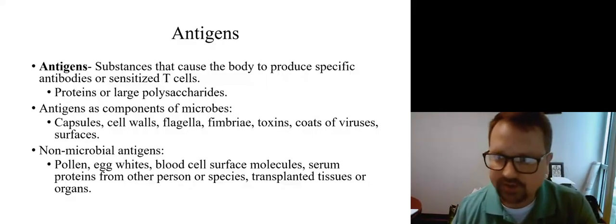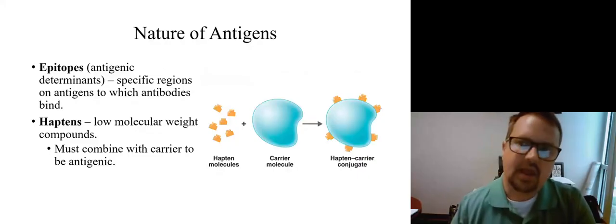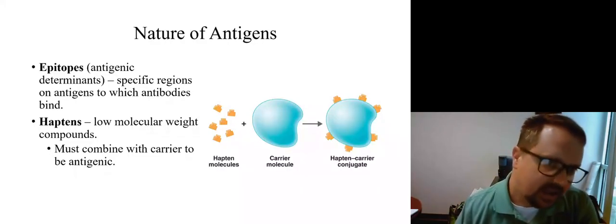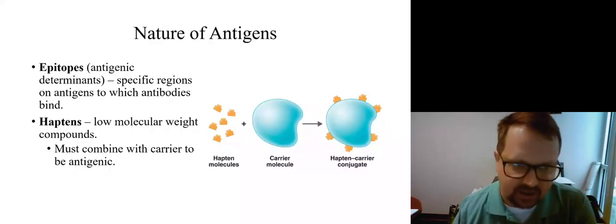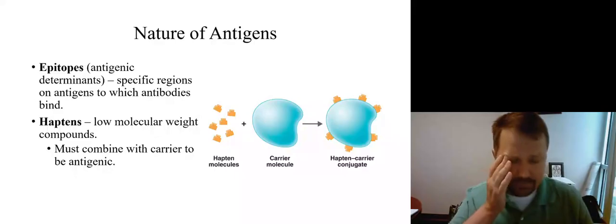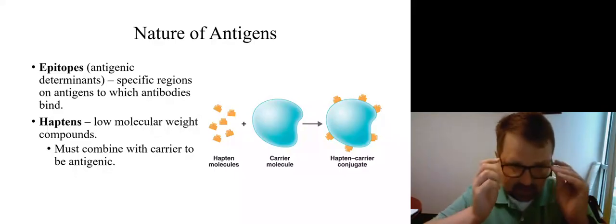Transplanted tissues or organs, what happens in an organ transplant. Now, what antigens are: we have what's called an epitope, or an antigenic determinant. It's a specific region on an antigen where the antibodies bind. So it's not the whole antigen, there's a very specific part, okay? I have a way of teaching that to give you an idea.